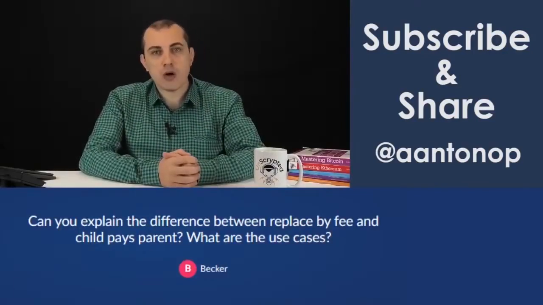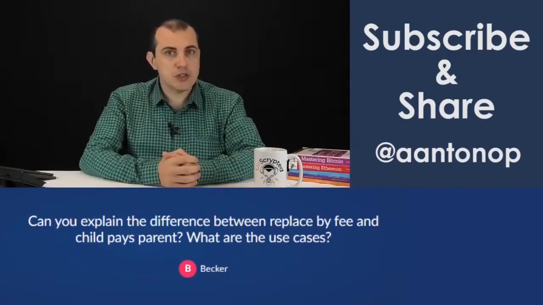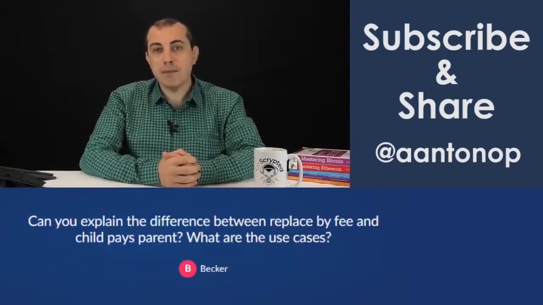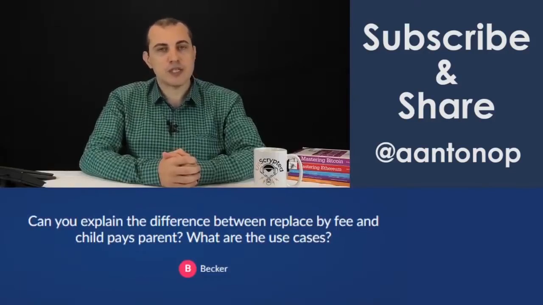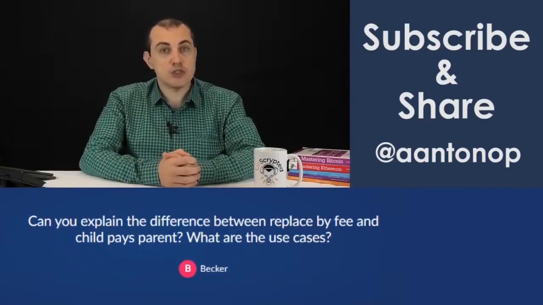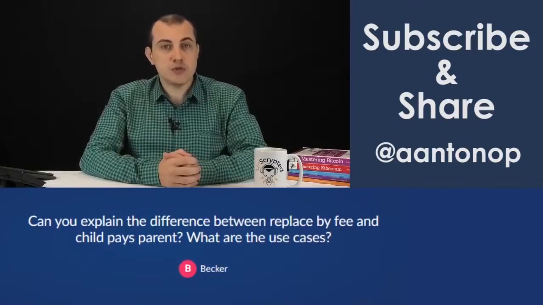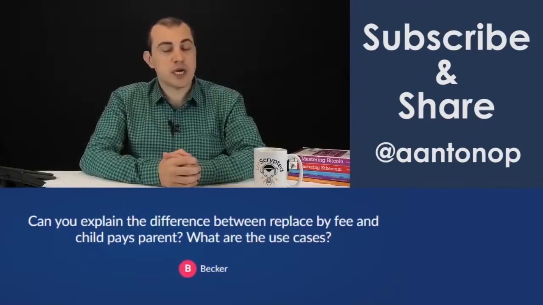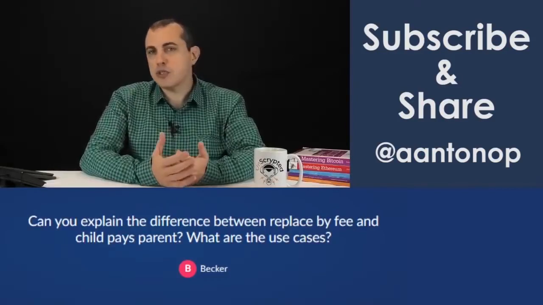Replace by fee, or RBF, and child pays for parent, or CPFP, are two mechanisms used to bump the fee of a transaction in Bitcoin when that transaction has, due to a demand for blockchain space, become stuck. Effectively, it's not getting mined into a block. You've made a transaction, but it's not getting mined into a block because it doesn't have sufficient fee. So what do you do?